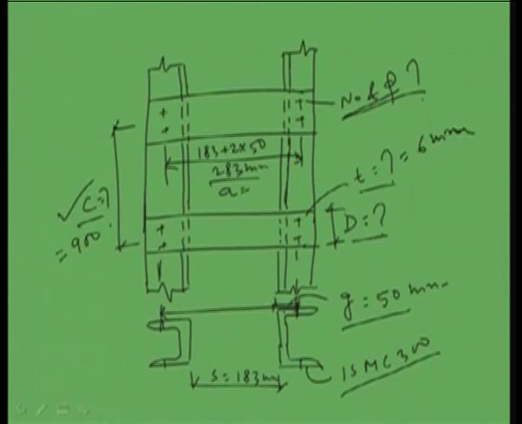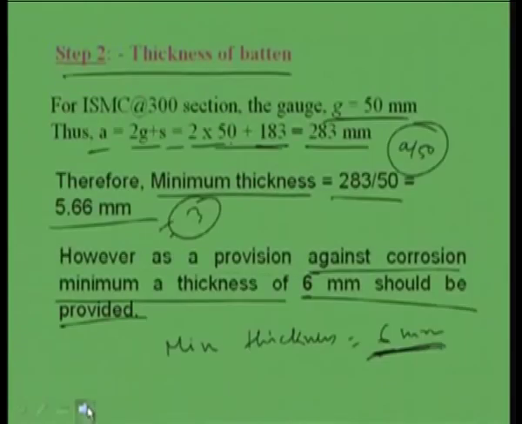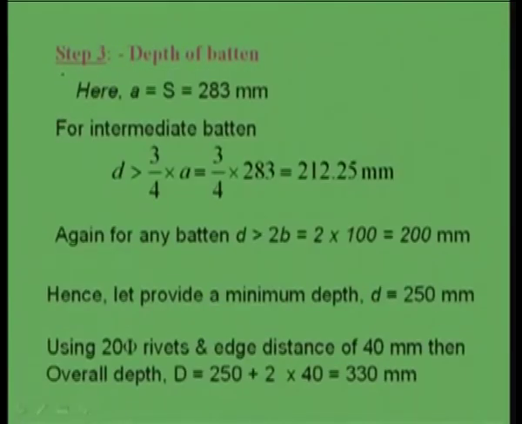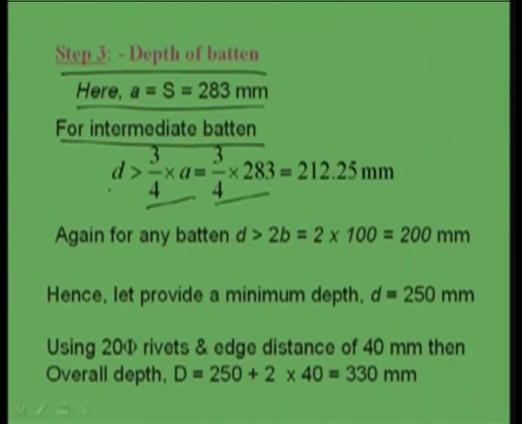So what else do we need? We need to know the D, depth of the batten plate. So step 3 is the depth of batten. As we know, A is 283 millimeter, which we have calculated. From the codal provisions we know for intermediate batten D should be at least 3/4 of A. So if we put A as 283, then D will become 3/4 of 283, which is 212.25 millimeter. So D has to be 212.25 millimeter.